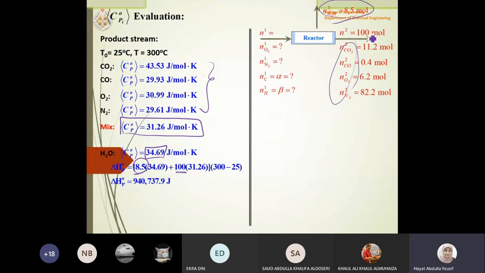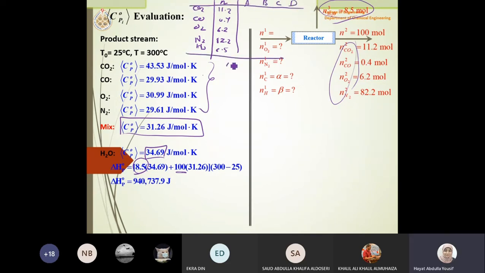Look at that. I will just put the species, which are CO2, CO, O2, nitrogen, and water. And then I will put the number of moles of each, so 11.2, 0.4, 6.2, 82.2, and 8.5. That is for each species. And then I will put my A, B, C, D values, and then I will calculate A mixture, B mixture, C mixture, D mixture, and then I will substitute in the equation CP mean H once.